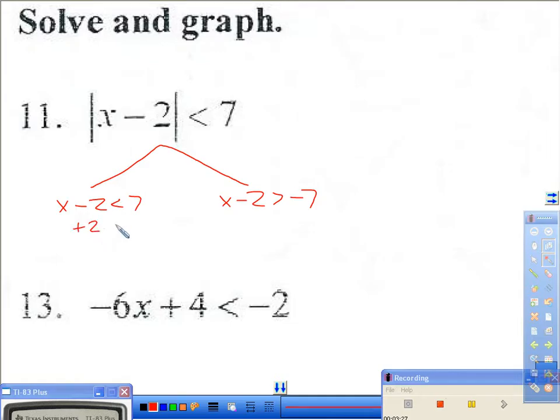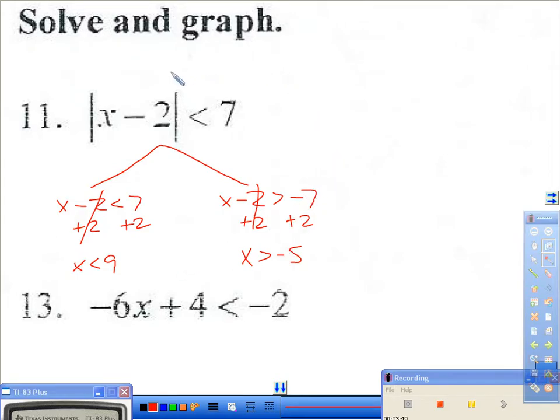So we'll add 2 to the left and the right so that the 2's will add to equal 0. So x is less than 9. Add 2 to the left and add 2 to the right, and that's going to give us x is greater than negative 5. So our solution is x is less than 9 and x is greater than negative 5.